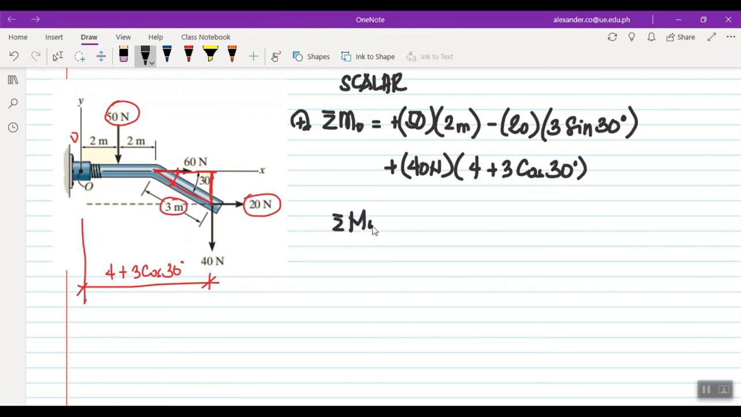So, ang moment natin, ilan? Kwentahin natin. So, 50 times 2, 100 minus 20 times 3 sine 30 degrees, tapos plus 40 times 4 plus 3 cosine 30 degrees. Ang sagot is positive, no? Tingnan natin kung pareho tayo ng sagot. 333.92 Newton meter and clockwise. So, yan ang final answer natin. So, pag vector yan, medyo mahaba. Okay? Pag vector, medyo mahaba.